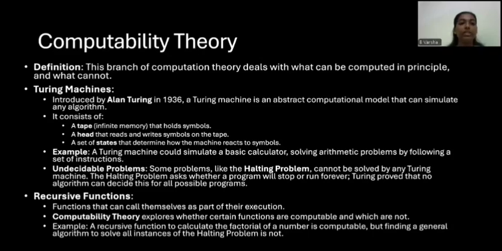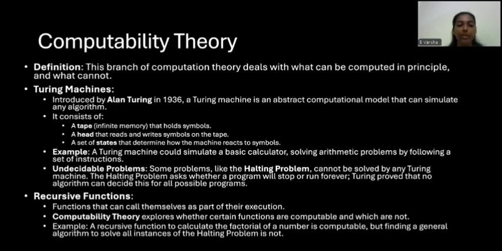Computability theory. This branch of computation theory deals with what can be computed in principle and what cannot. Turing machine. Introduced by Alan Turing in 1936, a Turing machine is an abstract computational model that can simulate any algorithm. It consists of a tape that holds symbols, a head that reads and writes symbols on the tape, and a set of states that determines how the machine reacts to the symbol.